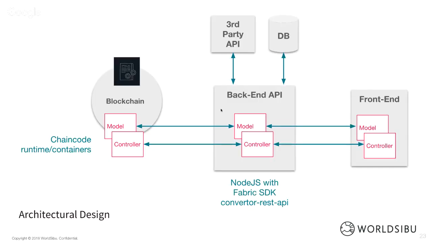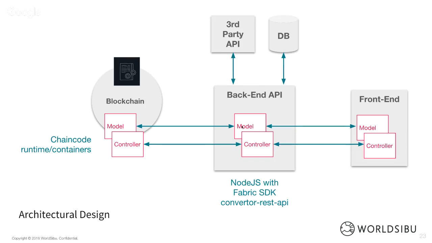Let's see. I have some architectural designs just to give you an idea of what you can achieve using Convector, or how you use Convector in a real-life application. So you will most probably have a blockchain since you're using Convector. Most probably you have a blockchain somewhere, and you have a backend application, and probably you have a front-end application or a mobile API or something like that.